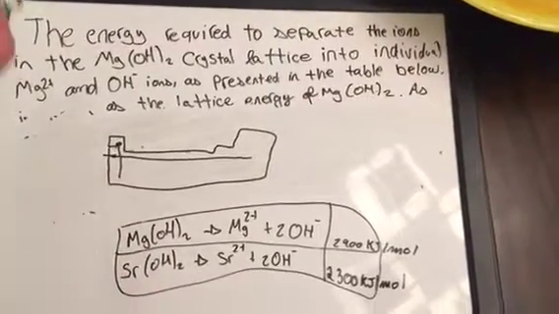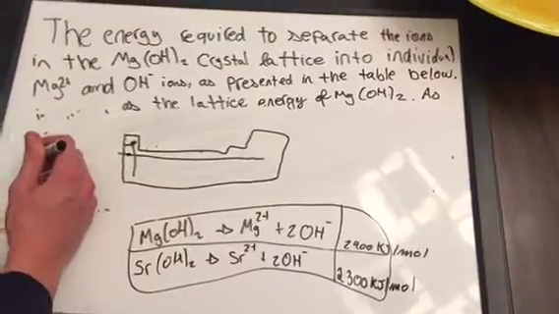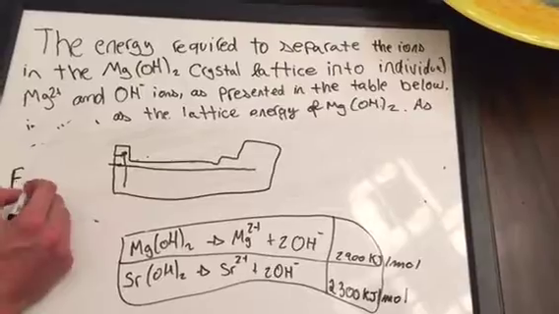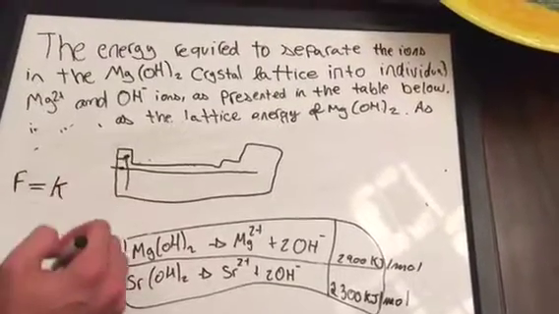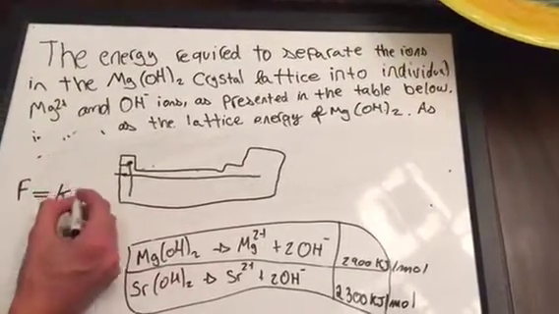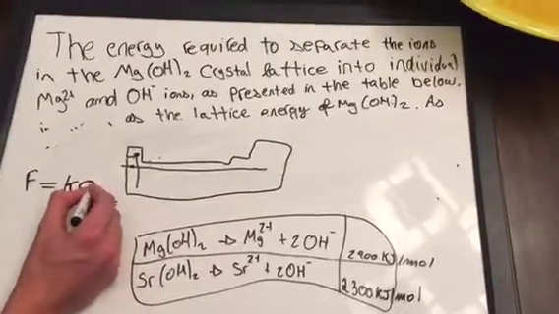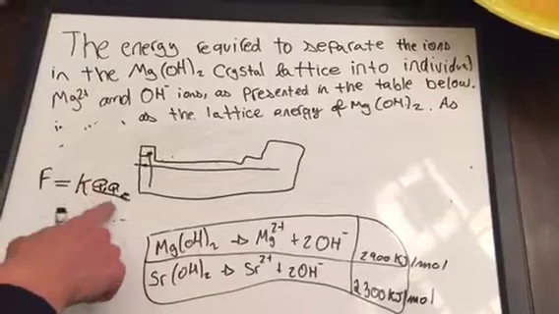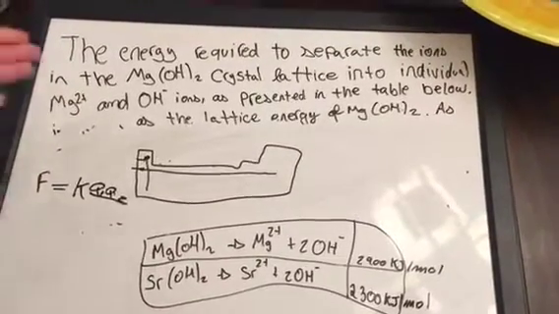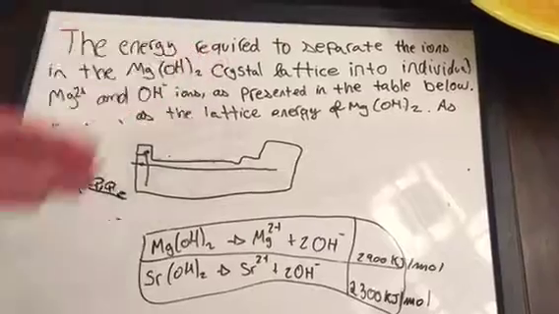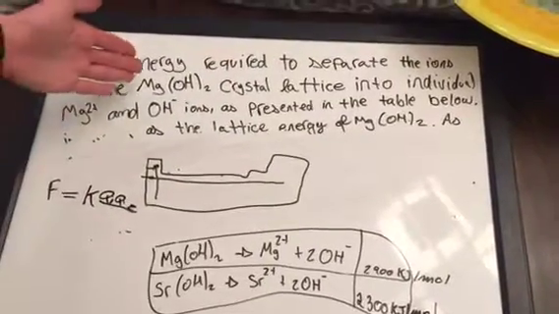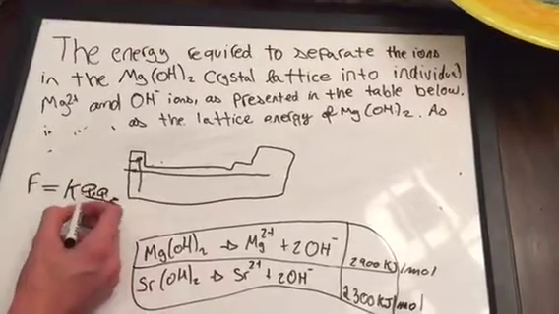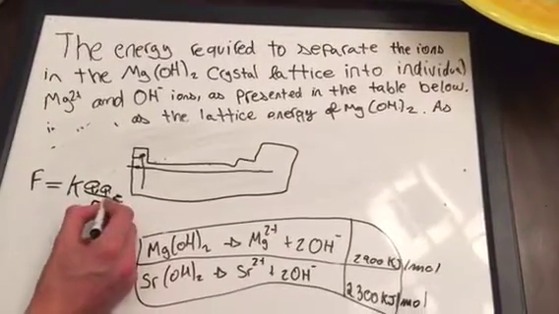Now let's take a look at Coulomb's law. Coulomb's law has the formula F, for force, equals k, Coulomb's constant, times Q1 and Q2. Q1 and Q2 are the charges of the ions that you're comparing. In this case, we're comparing magnesium and hydroxide. And the charges are divided by the radius squared.